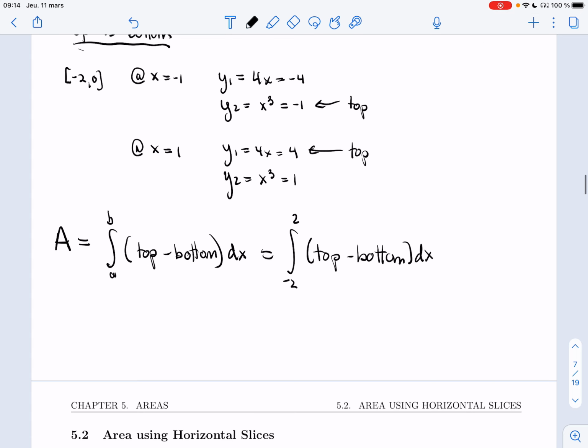So I will say it's the integral from -2 to 0. And on that range, we have top right here. So that's x cubed minus 4x dx. And then for the second part of the region, from 0 to 2, top is going to be 4x, and bottom is going to be x cubed.